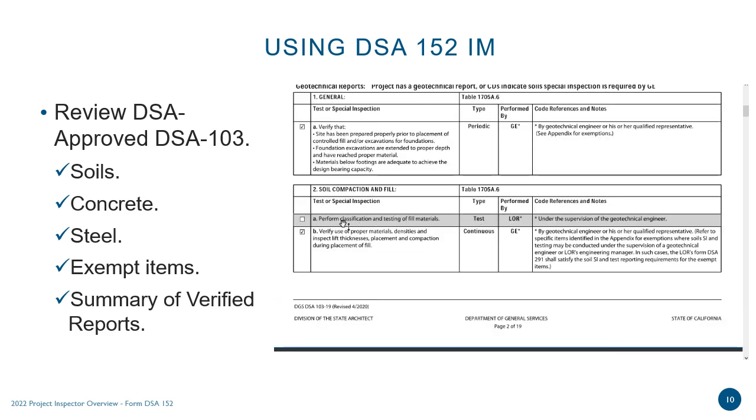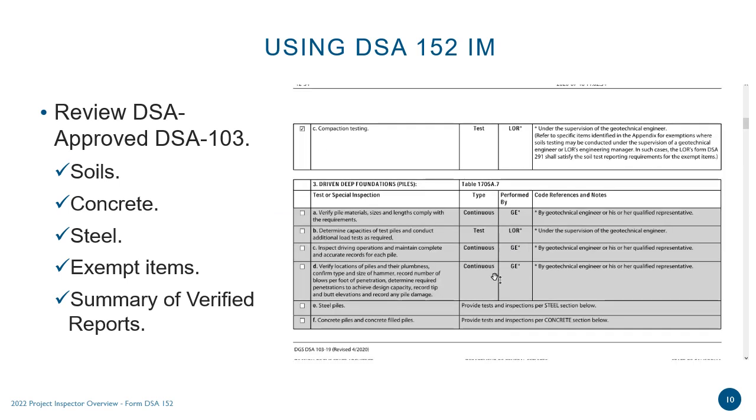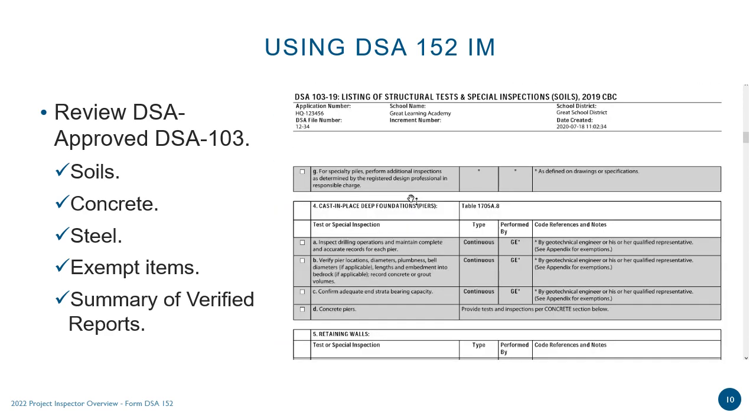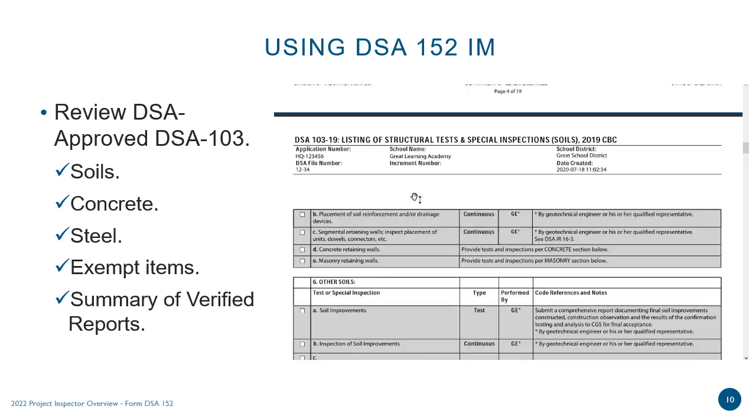You'll notice that the check marks are those items that are applicable, and those items that don't have a check mark are grayed out if they are not applicable to your project. See, there's quite a few sections here that are not applicable because the example project does not have driven deep foundations or piles, so that's why these are often grayed out. So I'm continuing to scroll on down here. Several subsections within the soils are not applicable.